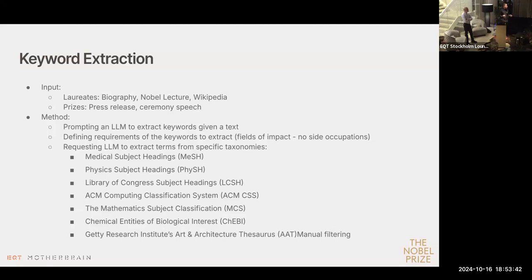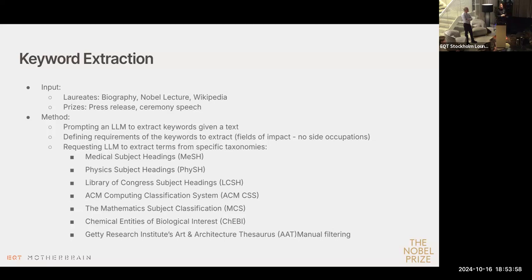We did have to be very specific there. First, we learned that, for example, a lot of laureates liked to do mountaineering in their free time, but this was not really what we were interested in. So we had to be, of course, very specific in defining what kind of keywords we want.